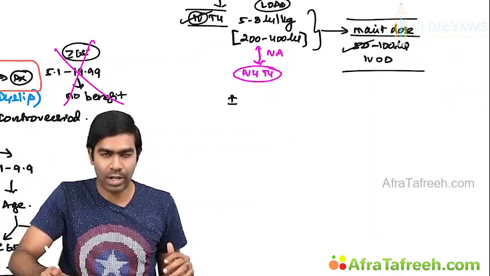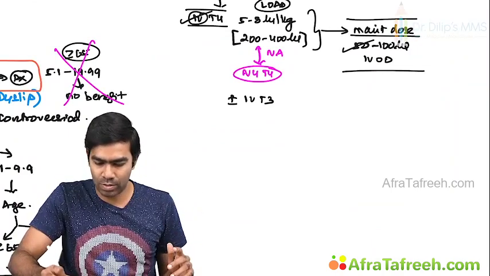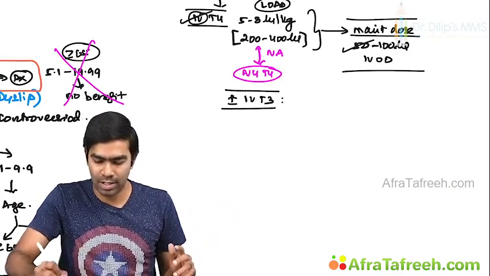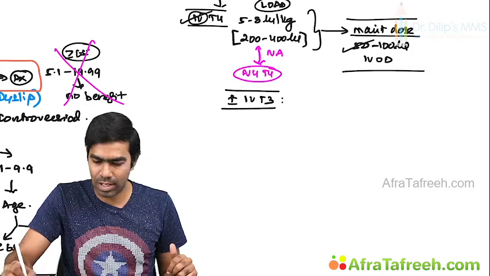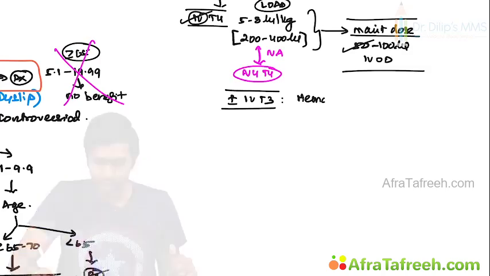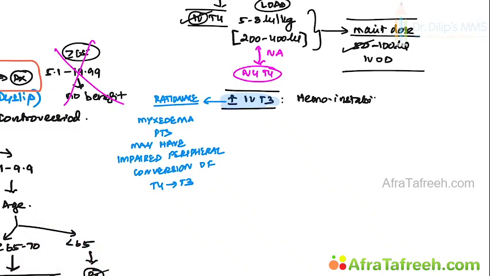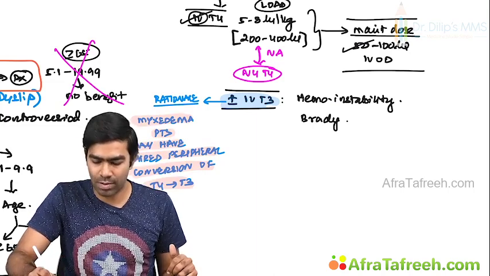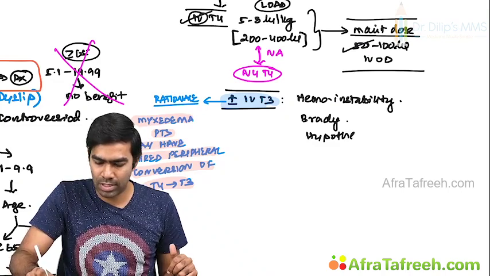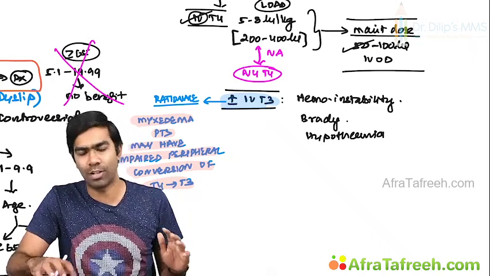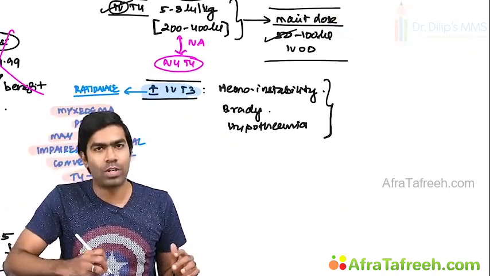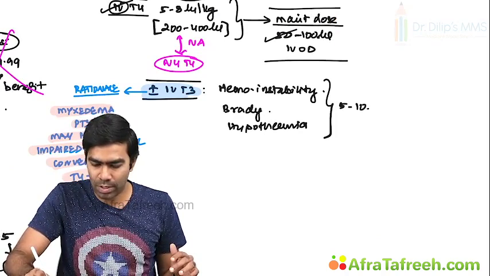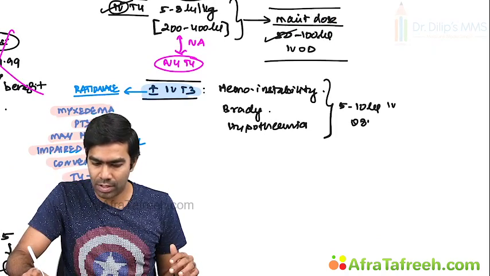A lot of guidelines tell you can optionally add an IV T3 also. This is an optional thing, plus or minus IV T3, if at all you're having some hemodynamic instability. Clear? Or if you're having severe bradycardia, or if you're having severe hypothermia, in these conditions, optionally you can add an IV T3 also. What is the dose of IV T3? We will be giving 5 to 10 microgram IV every 8th hourly. Clear? 5 to 10 microgram 8th hourly we will be giving this IV T3.